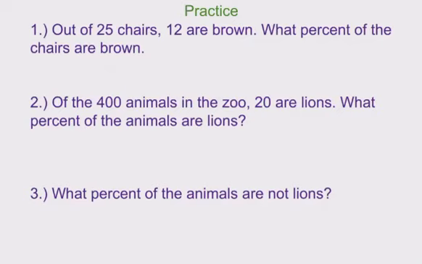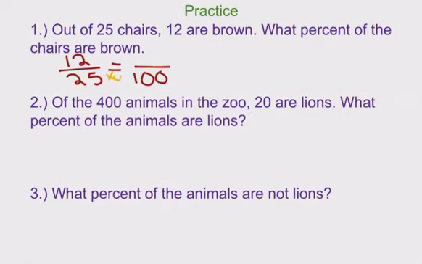Okay, let's go over the practice problems. Out of 24 chairs, 12 are brown. What percent of the chairs are brown? So we want to write a fraction. 12 out of the 25 are brown. Percents are always out of 100, so we want our denominator to equal 100.